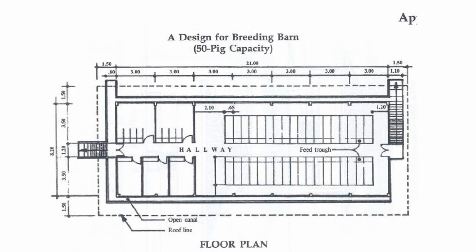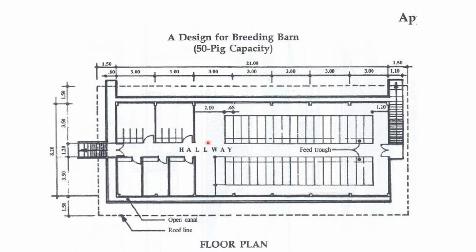So first, let's discuss the floor plan or design for a breeding barn with 50 pig capacity. As we know, in a breeding barn we have the boar and the sow that are used for breeding. So this is what the floor plan looks like. This is like an aerial view. So let's imagine that we are looking at the housing of the pigs from above.